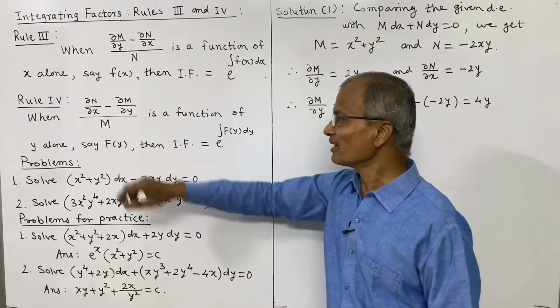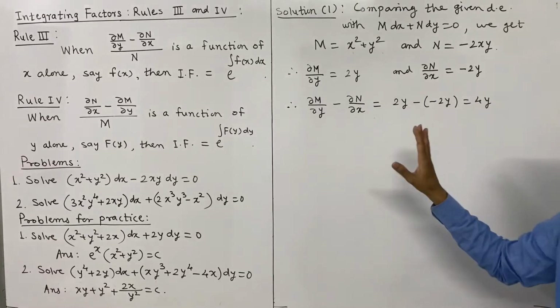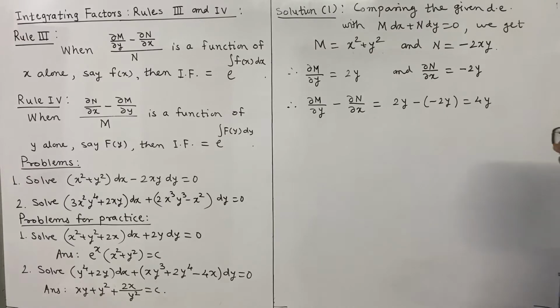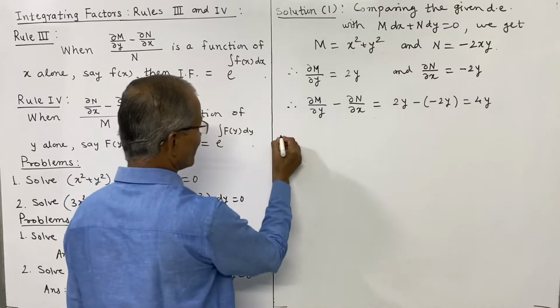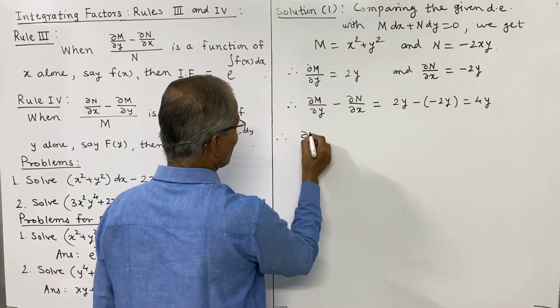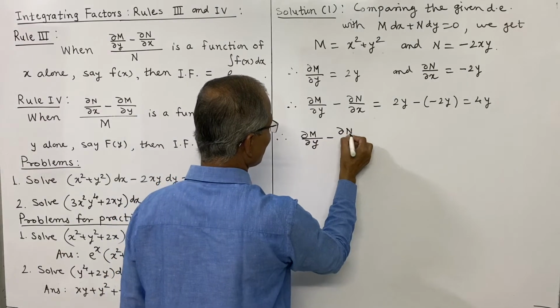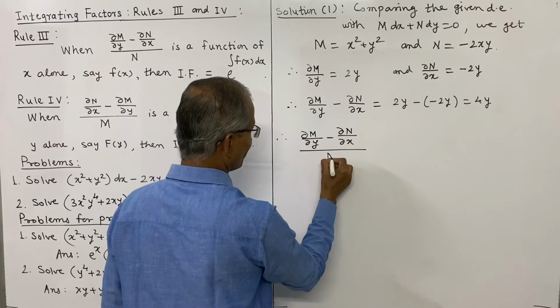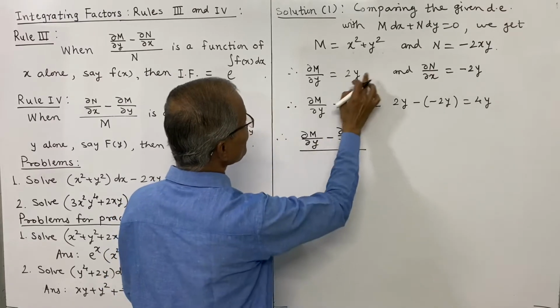Now if we divide by M, what happens? If this is divided by M, then it is not entirely a function of x or a function of y. And thus the first rule is useful here. And therefore dou M by dou y minus partial derivative of N with respect to x, divided by N, not M but N, we have to consider this N.